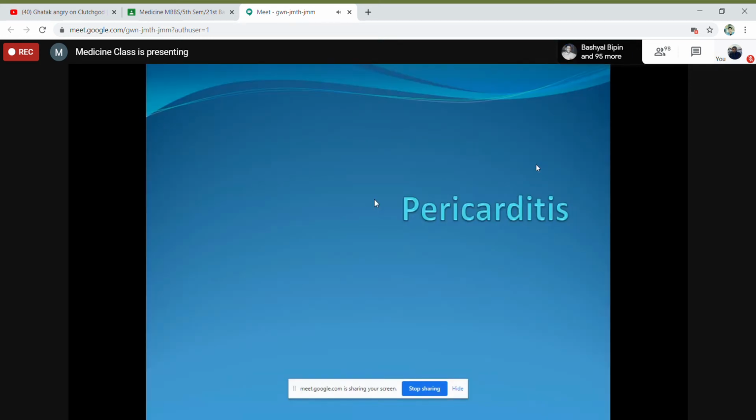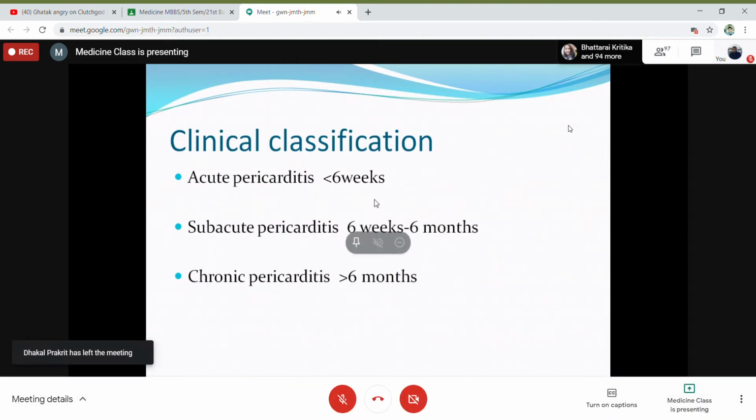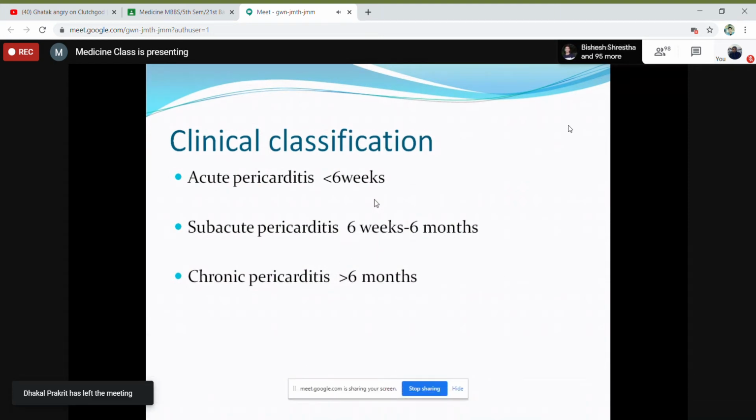So we'll be starting with pericarditis first. Clinical classification divides pericarditis into acute, subacute, and chronic pericarditis, depending on the duration of signs and symptoms. If the clinical presentation is less than 6 weeks, it is acute. If it is 6 weeks to 6 months, then that is subacute, and if it is more than 6 months, then that is chronic pericarditis.